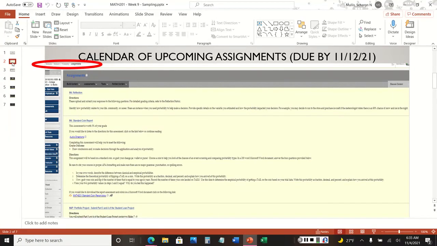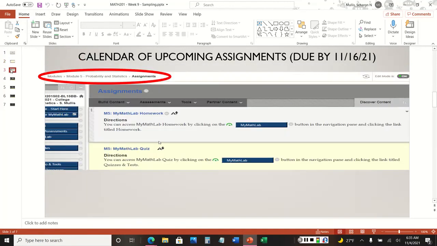You have the Module 4 reflection, the Module 4 standard coin report, and the Module 4 portfolio project submission. And all of that is located in the class in Blackboard. You go to modules, you go to Module 4 probability and go into assignments. And those three assignments are due by November 12th.